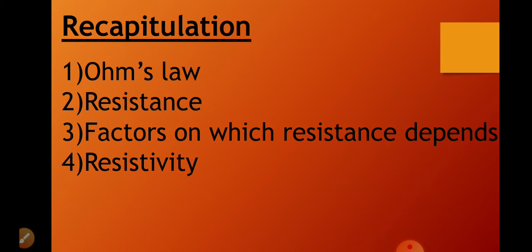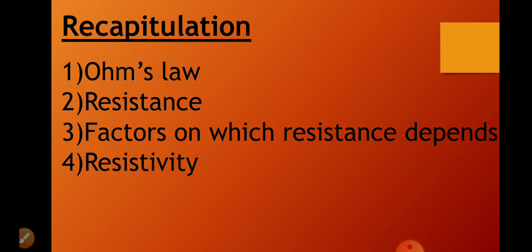It states that the potential difference V across the ends of a conductor is directly proportional to the current flowing, provided temperature remains the same. That is, V is directly proportional to current I. Therefore, V is equal to I into R, which is the equation of Ohm's law, where R is a proportionality constant called resistance. We had studied about resistance also.